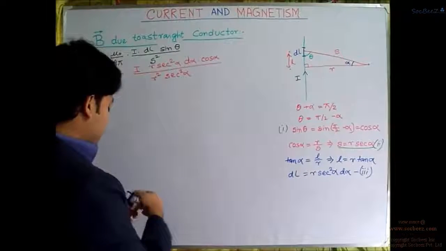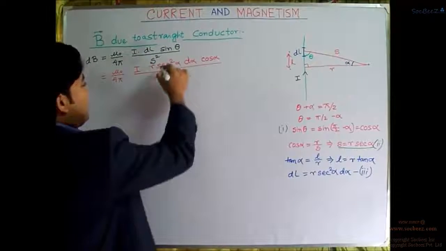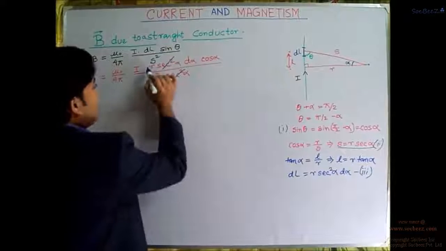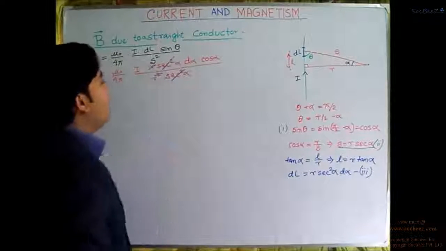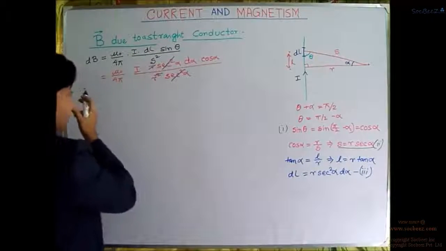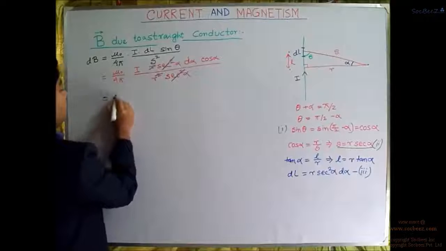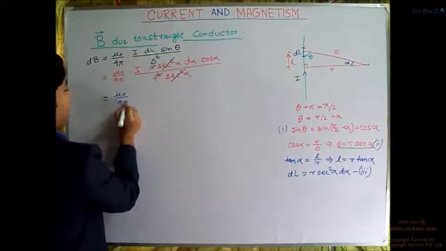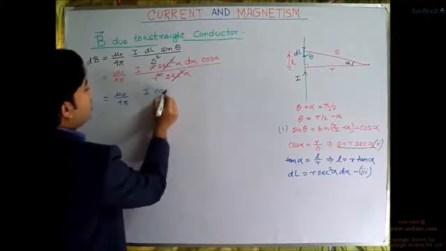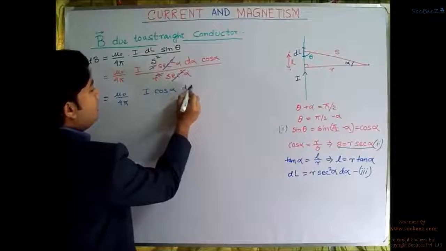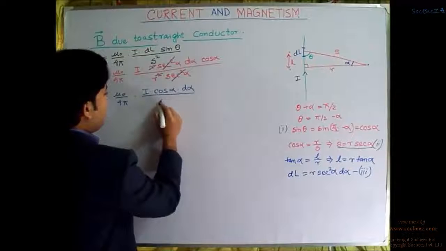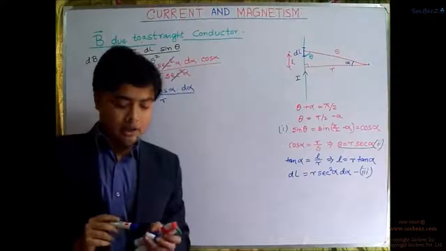Now also over here, we can cancel out this sec square alpha with the sec square alpha over here. And we can cancel out this R with R square, leaving only R as the denominator. So the expression will look like mu naught divided by 4 pi multiplied by I cos alpha d alpha, divided by R, right?